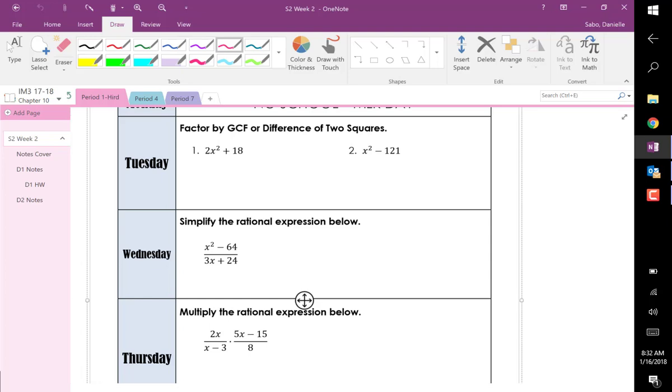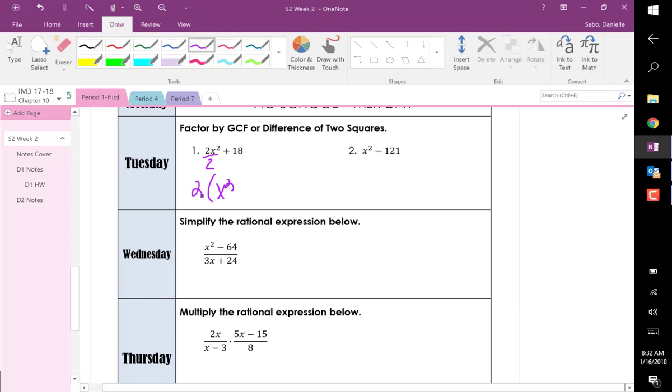So what is 2 divided by 2? 1. So then I have x squared on the outside. And then we bring down the plus sign. What's 18 divided by 2? Not 6. 9. Thank you. Is it an x squared in the parentheses? Yeah, x squared.